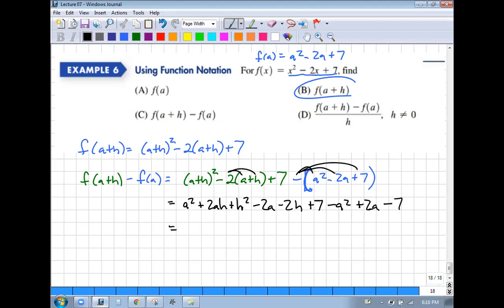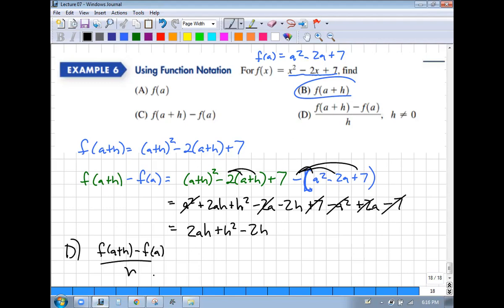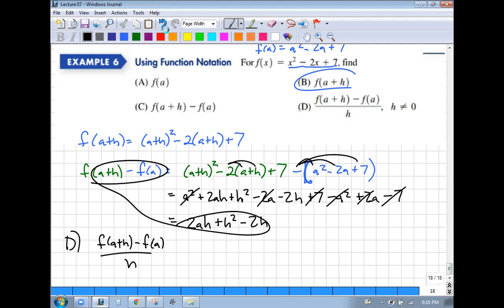So I can see that those cancel, those cancel, those cancel, and I'm just left with 2ah plus h squared minus 2h. Now they want to know part D, what is f of a plus h minus f of a, all over h? Well, I already know what this is. It's that. I just found it and simplified it.